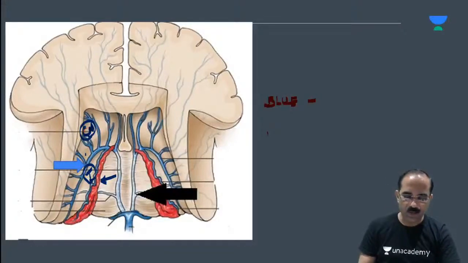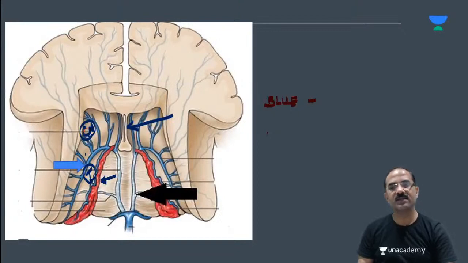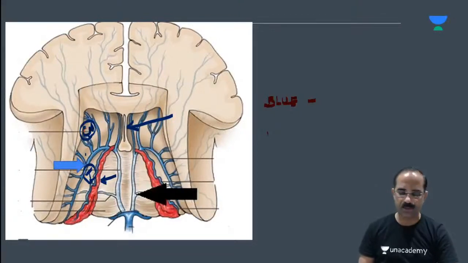And there's a vein. What is this structure? Can anyone say? What is this? That's the septum pellucidum, and this is the fornix. The upper arrow is the septum pellucidum. The lower arrow is the fornix. And this vein is known as the septal vein. Septal vein drains the septum pellucidum.